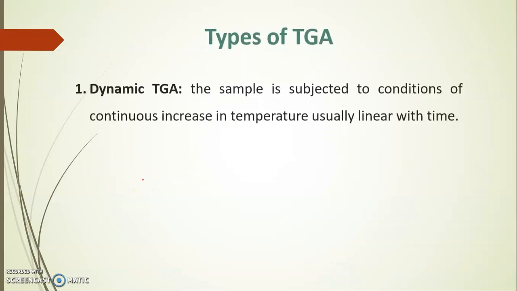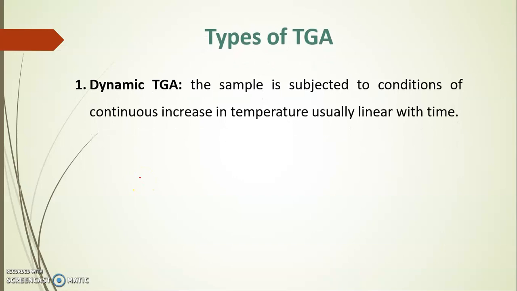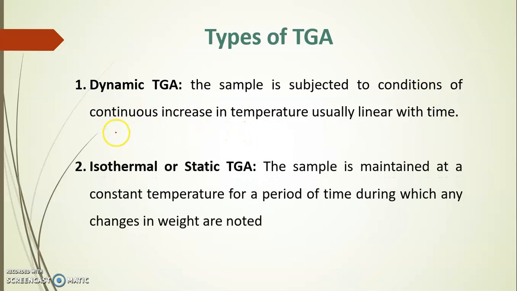There are also subtypes available for the TGA method. First one is dynamic TGA. The sample is subjected to conditions of continuously increasing temperature, usually linear with time. And the second subtype is isothermal or static TGA. The sample is maintained at a constant temperature for a period of time during which any changes in weight are noted. So these are the two subtypes of the TGA method.